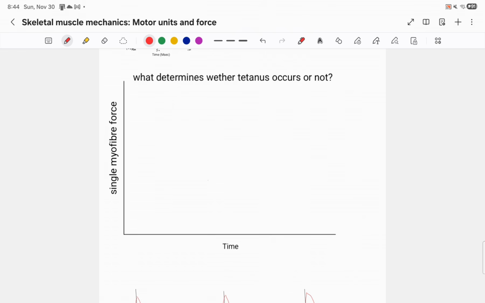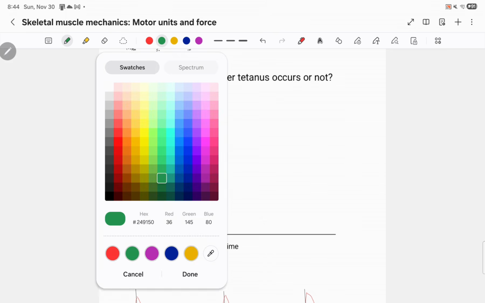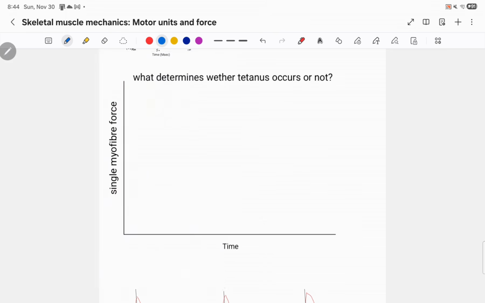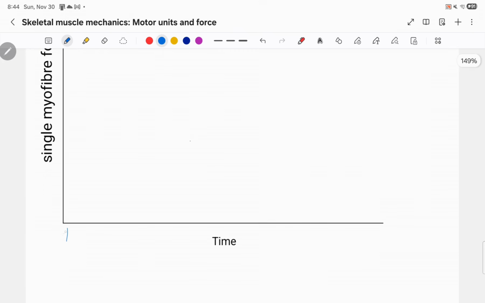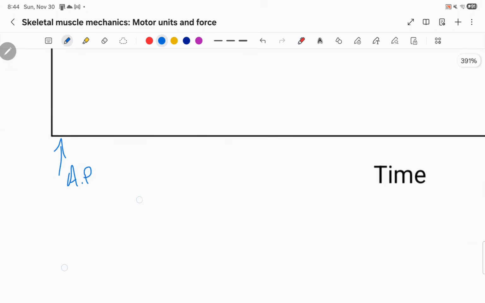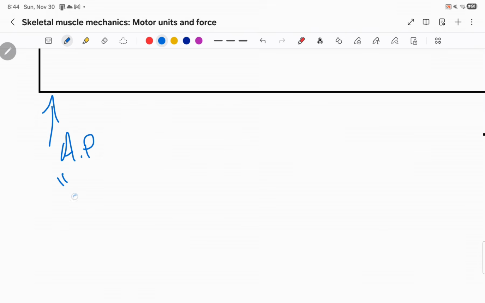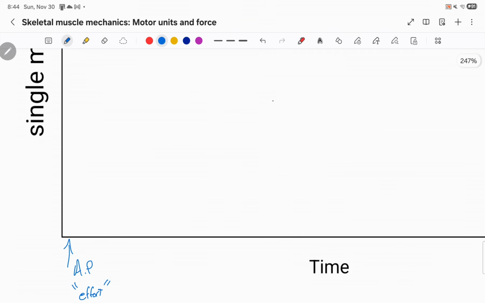And I take this muscle fiber, and I'm going to make it do a couple of twitches. So I'm going to depict my action potentials here with arrows. Let's say I draw one arrow here, and that's an action potential. I would like you to associate these action potentials with effort. If I want to lift a book, guys, does that take a lot of effort? No, it doesn't take a lot of effort.